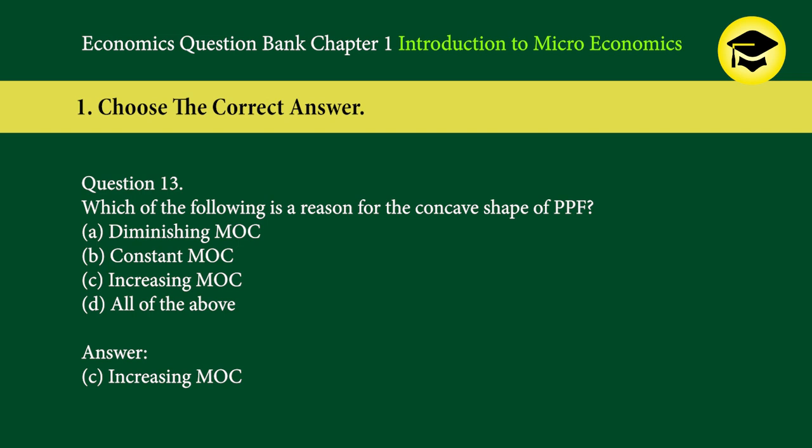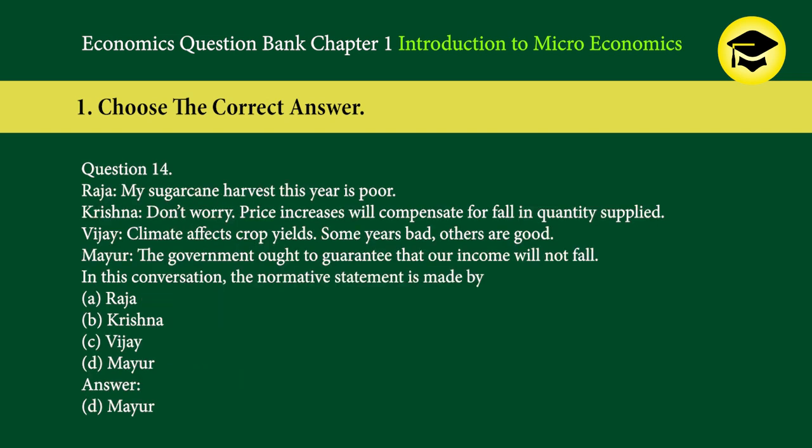Question 13. Which of the following is a reason for the concave shape of PPF? A. Diminishing MOC. B. Constant MOC. C. Increasing MOC. D. All of the above. Answer C. Increasing MOC.